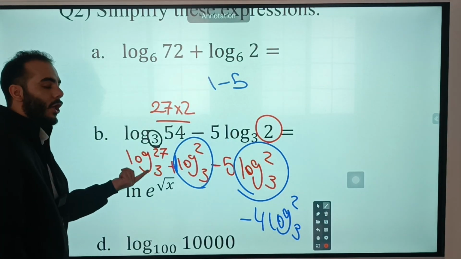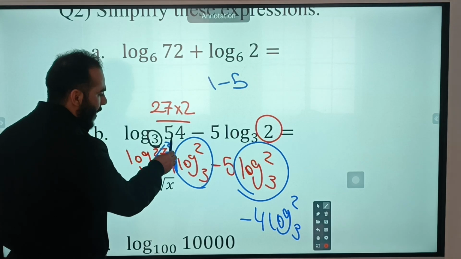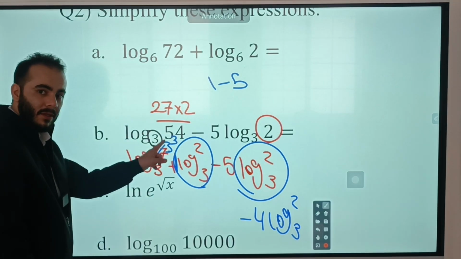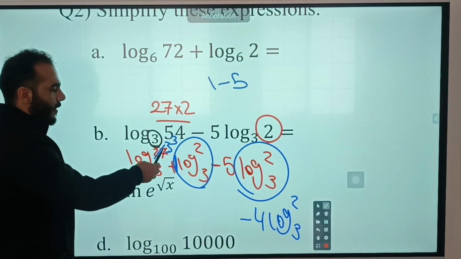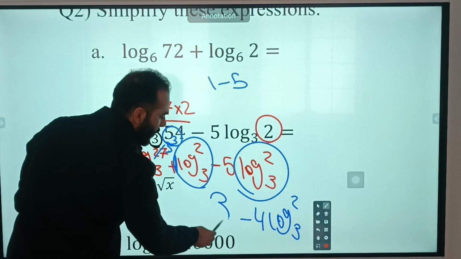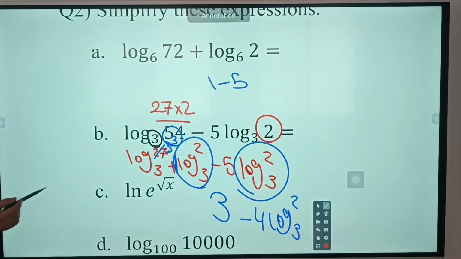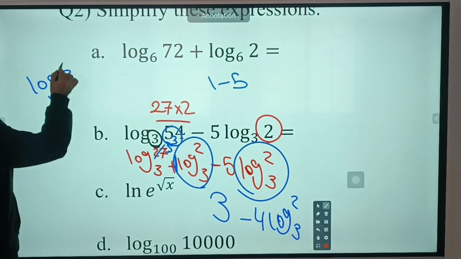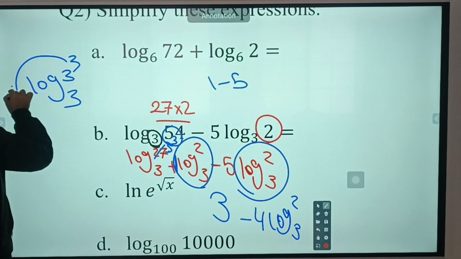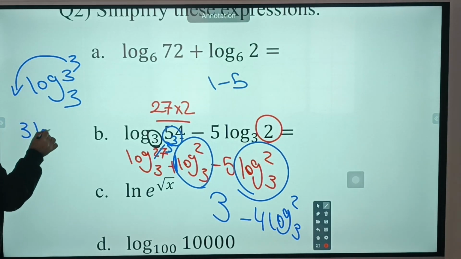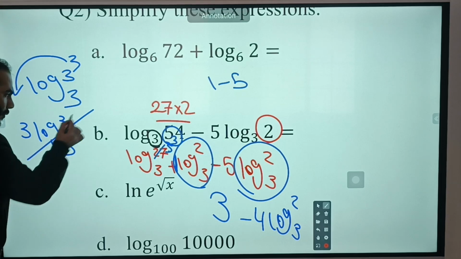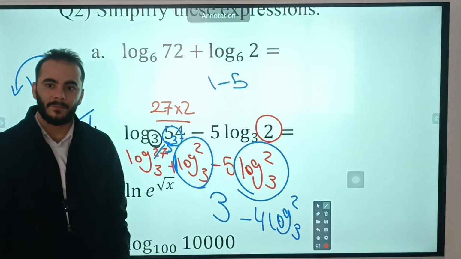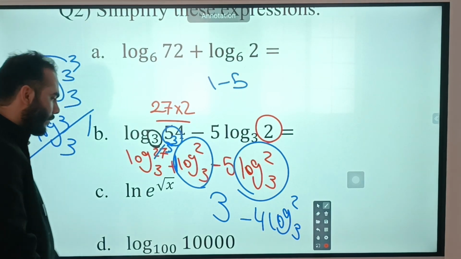How about 27? 27 can be written as 3 to the power of 3. Then the bases are the same, so the result equals this exponent, which is 3. In other words, this is a property: logarithm 3 to the power of 3 with base 3, the 3 can come here, so 3 log 3 with base 3. This one equals 1, right? 3 times 1 is 3. That is the result of this one.